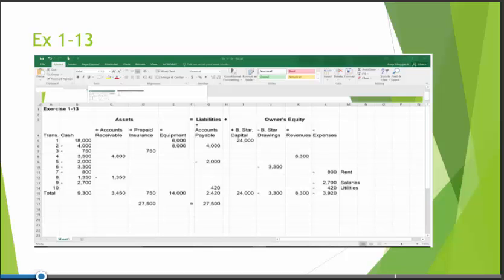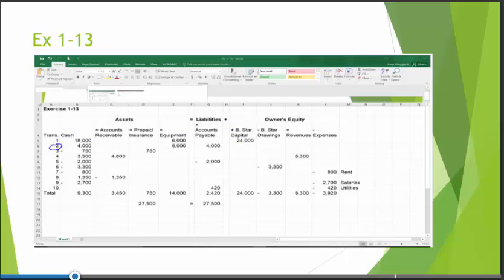So transaction 1 has cash of $18,000, equipment of $6,000, and Star capital of $24,000. What this is saying, as this is the first month of operations, is the owners invested $18,000 in cash and $6,000 in equipment in the business, which increases their investment in the business by $24,000. So that is the initial investment into the business.